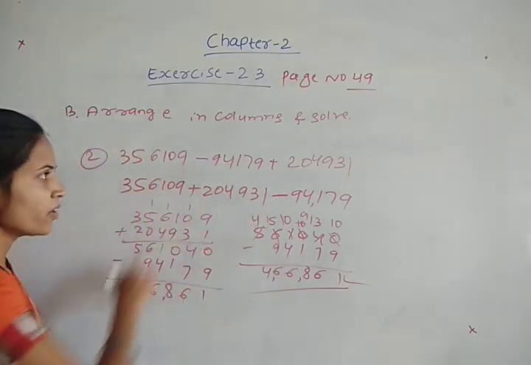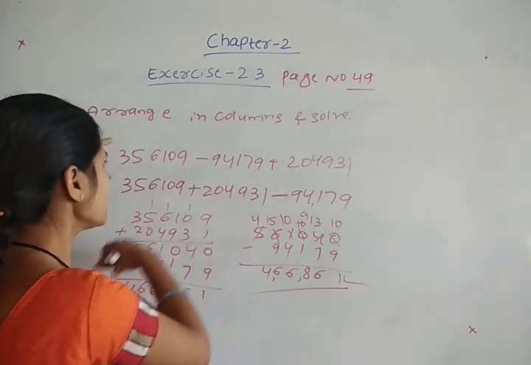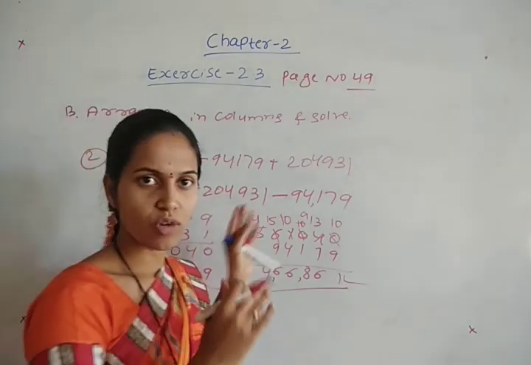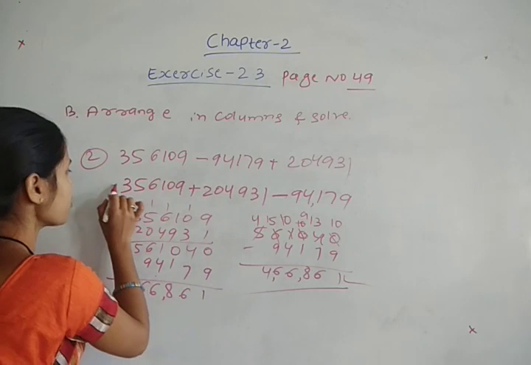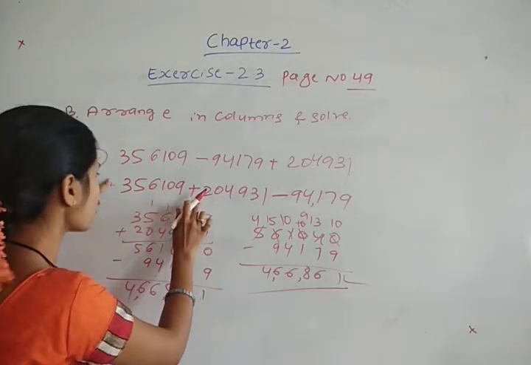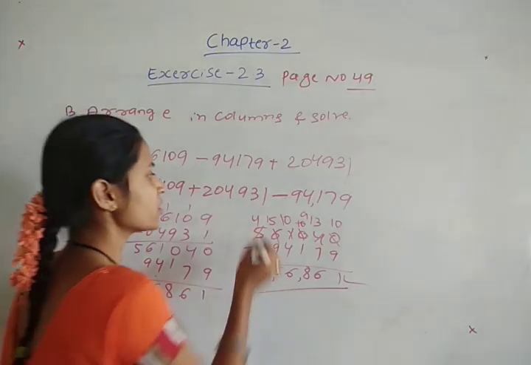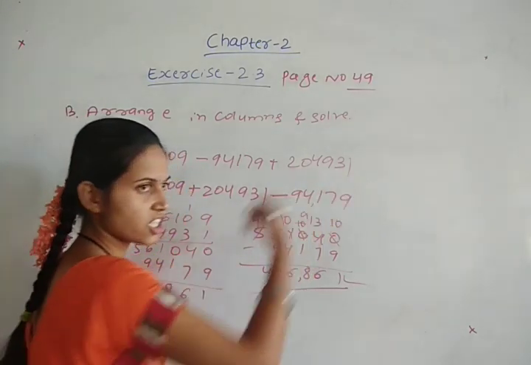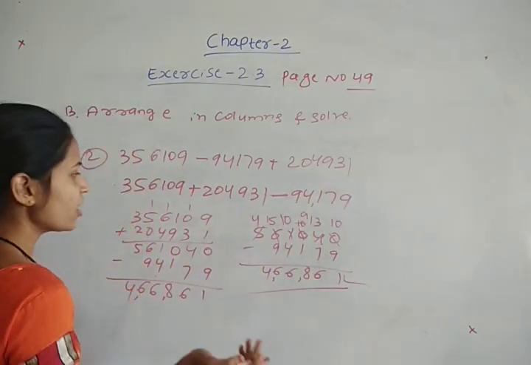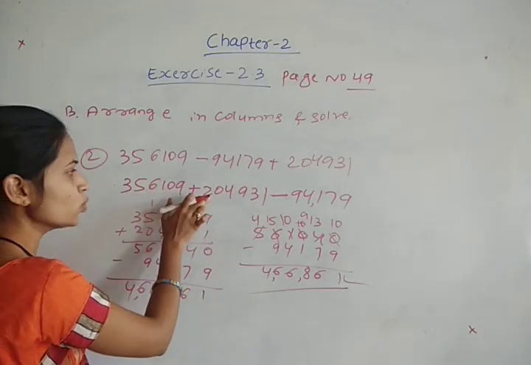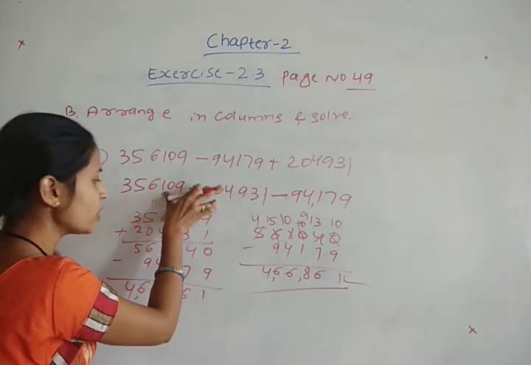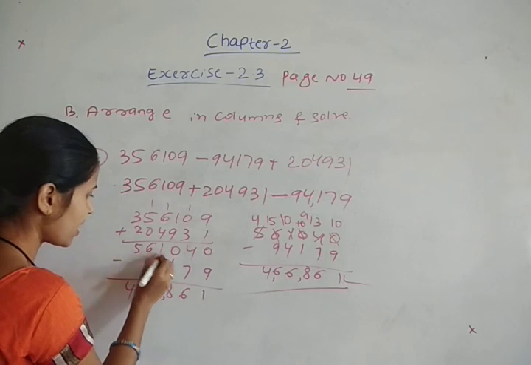In this problem, what we have done? We have written the numbers having the plus symbol on one side like this. We have written this is having a plus symbol. So this number is also having a plus symbol. We have grouped these two numbers on one side, and we have kept the number having the minus symbol on the other side. And in the next step, what we have done? We have added the two numbers.